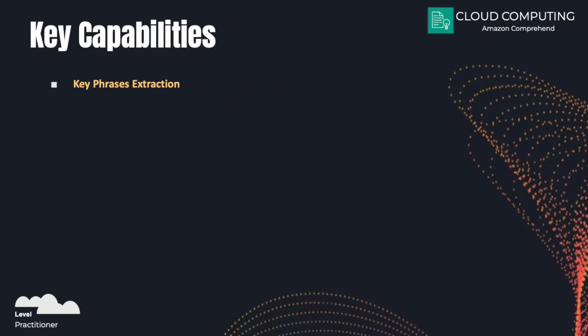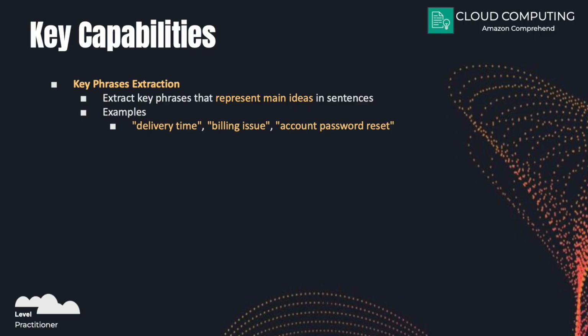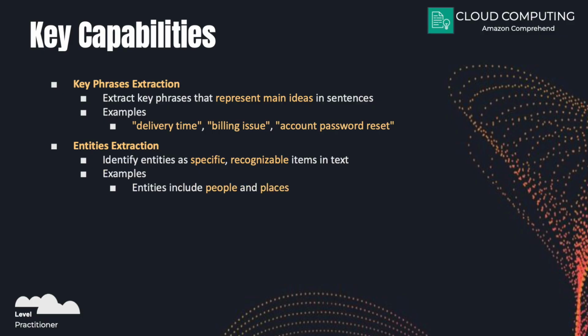Moving on, we have key phrase and entity extraction. Key phrases are the main ideas in a sentence, things like delivery time, billing issues, or account password resets. And entities are specific recognizable items such as people, places, organizations, dates, and amounts of money. Comprehend can scan your text and highlight these key phrases and entities, so you can quickly see what people are talking about the most. This is very useful if you want to know which product feature is mentioned most often in reviews, or what kind of issues keep coming up in support tickets. Instead of manually tagging all of that text, Comprehend does the heavy lifting for you.